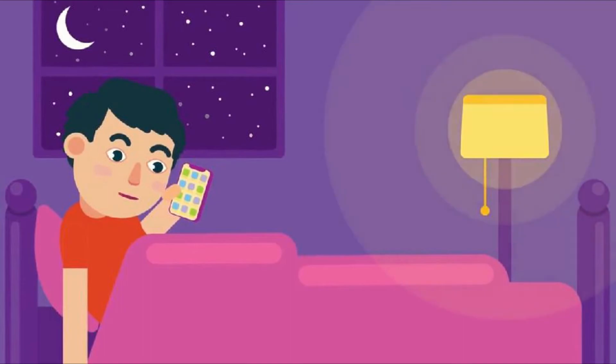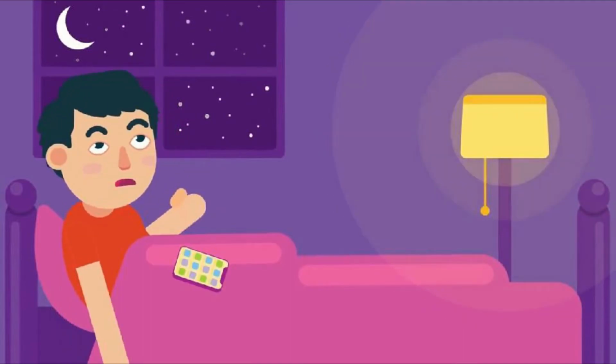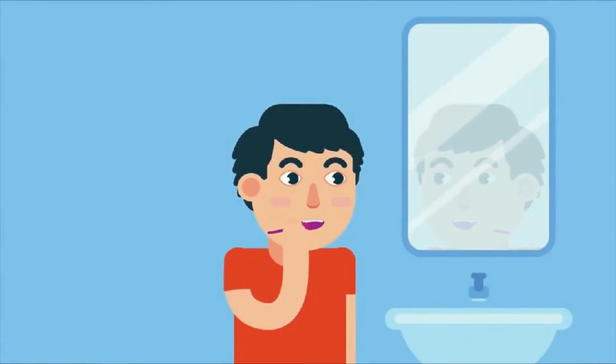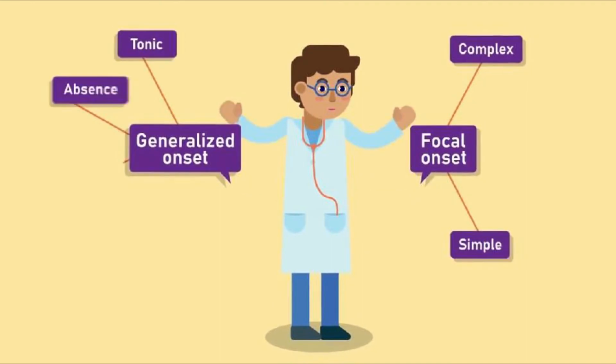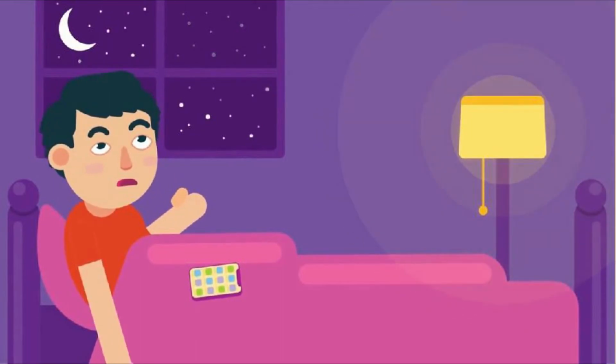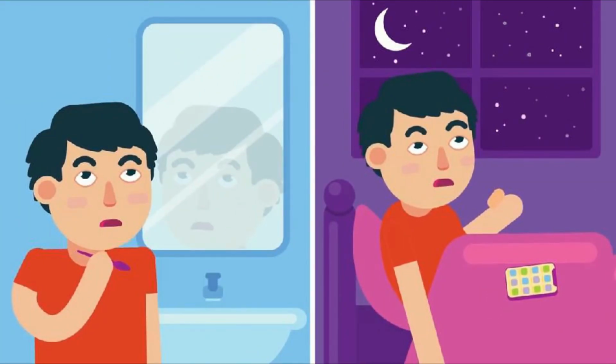Lennox-Gastaut syndrome is a severe condition characterized by recurrent seizures that begin early in a child's life. The most common seizure is tonic seizures, which causes the muscle to stiffen uncontrollably. These seizures typically occur during sleep. They may also occur during wakefulness and can cause sudden falls.